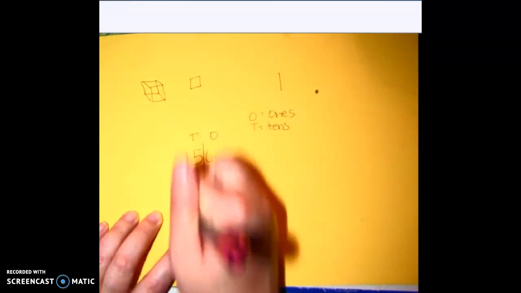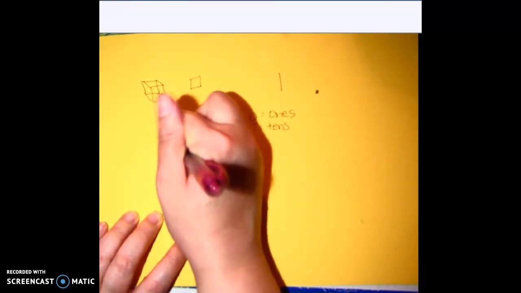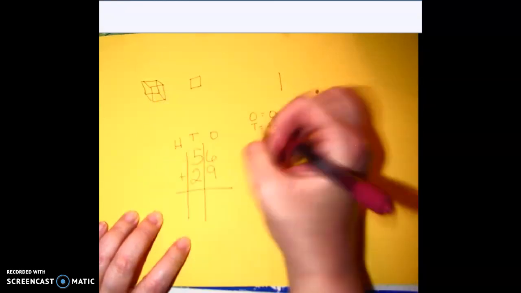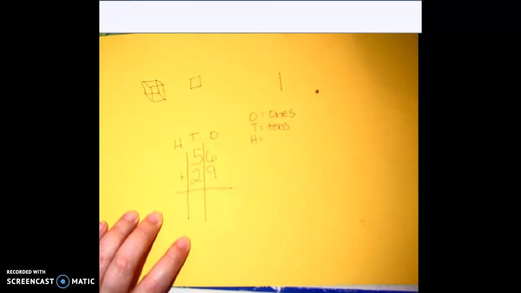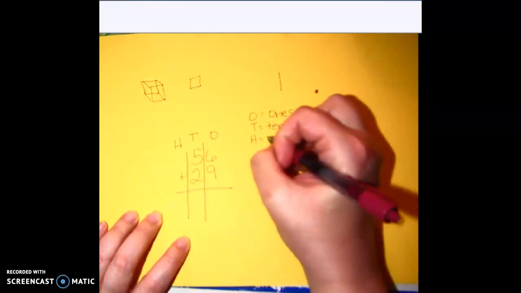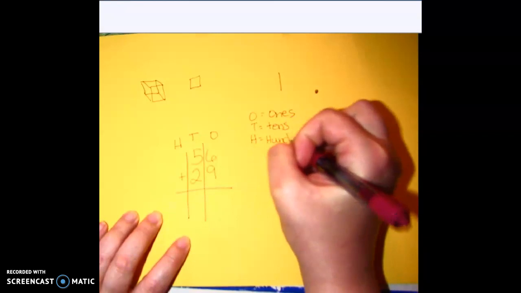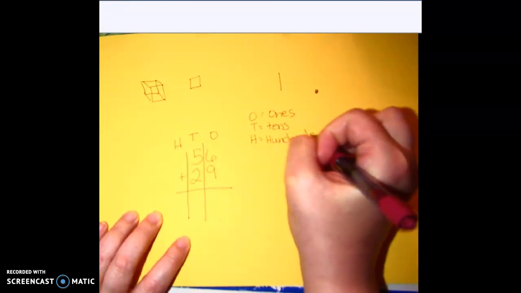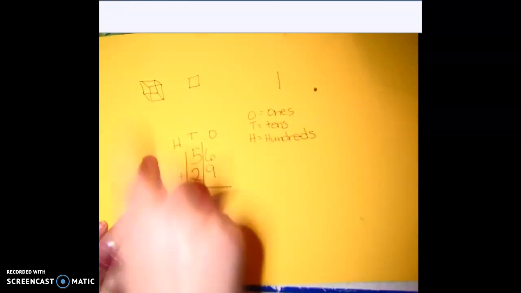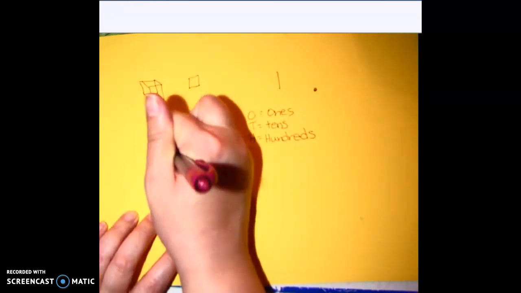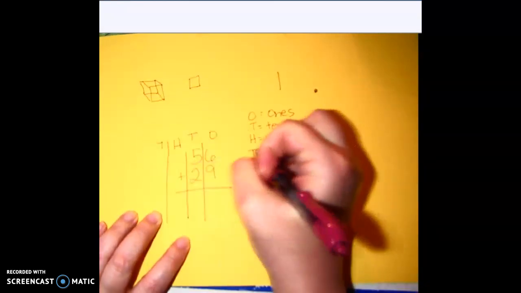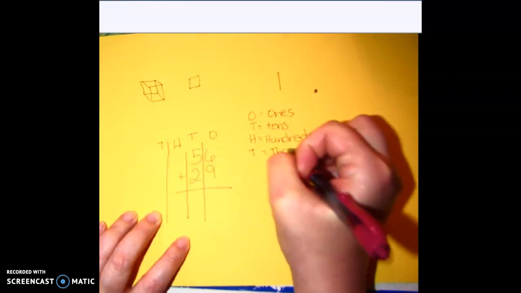And you probably already guessed it. Whatever goes here is going to have an H above it. And what do you think that H is going to represent? It's going to represent hundreds. And not in this problem, but in some of the other ones, we are going to need a T that's going to represent thousands.